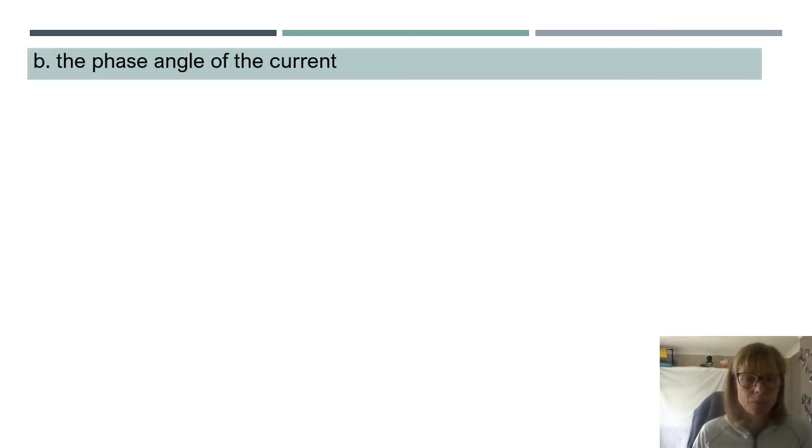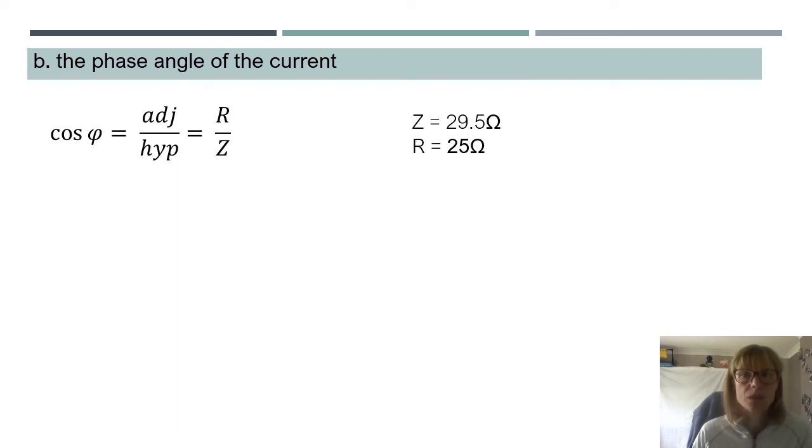Okay, so the second part to the question was to calculate the phase angle. So that was that letter phi, and it was the angle between the resistance and the impedance. And we use cos, the ratio for cos, which is the resistance divided by the impedance. We know our value for impedance, we've just found that was 29.5, and the value for resistance was given in the question in the first place, which was 25 ohms.